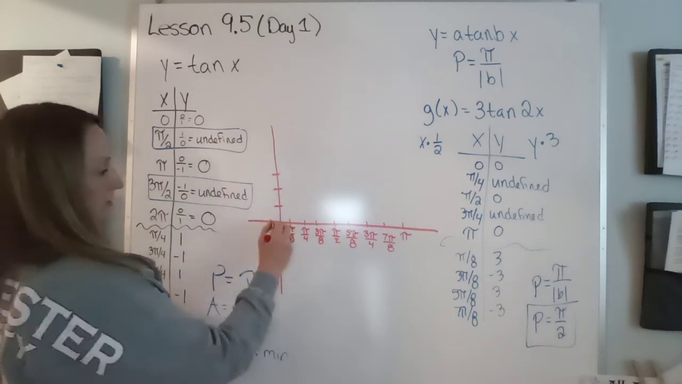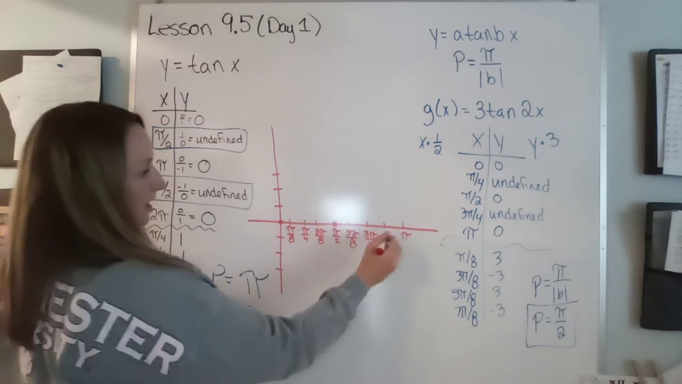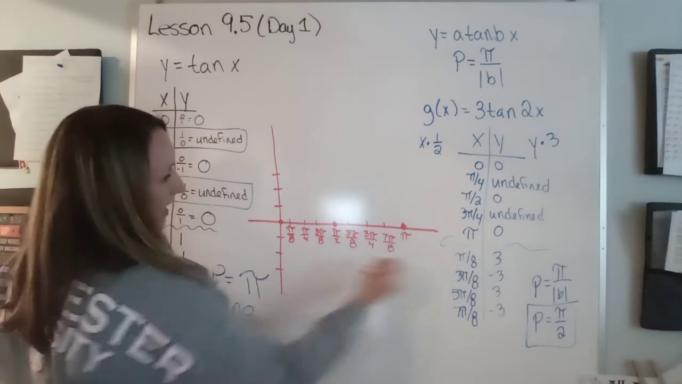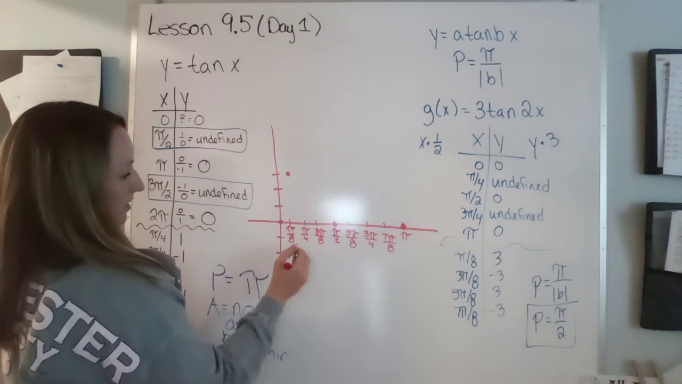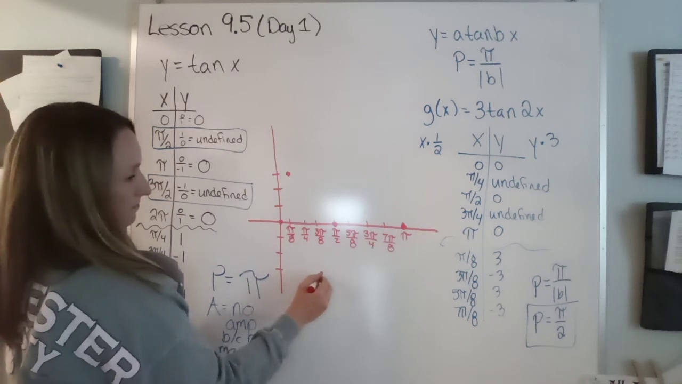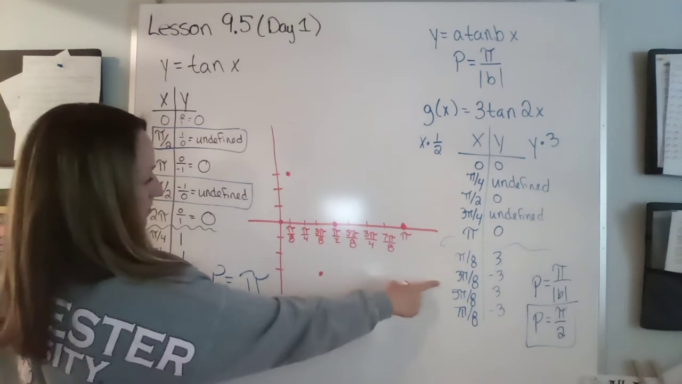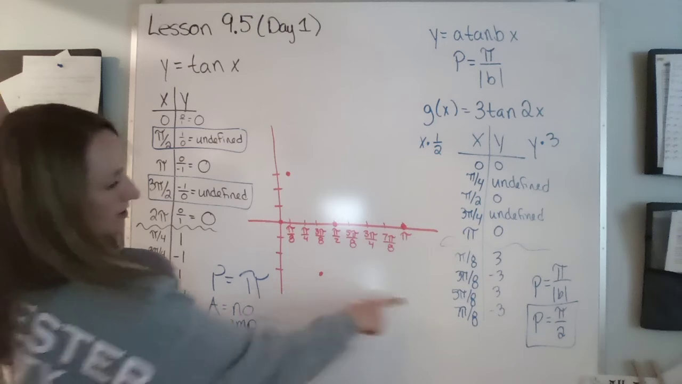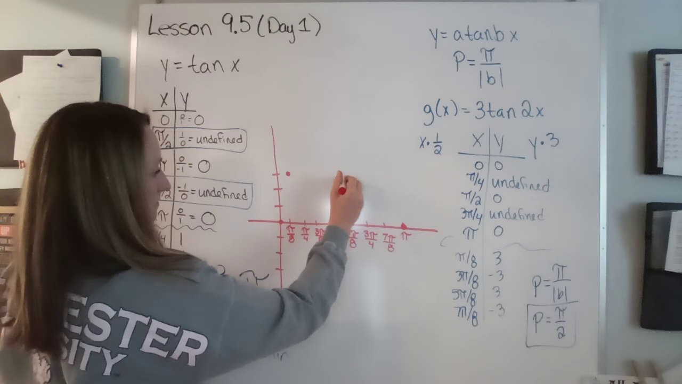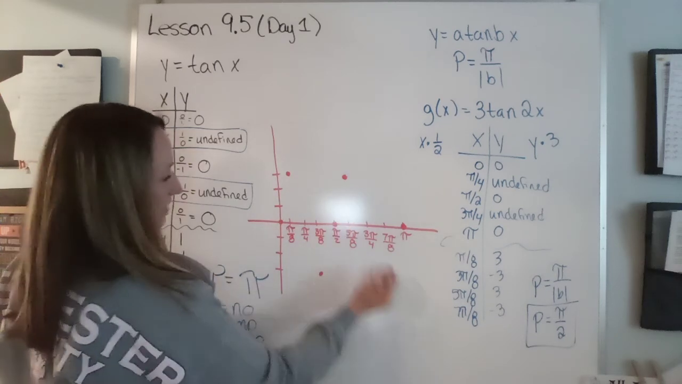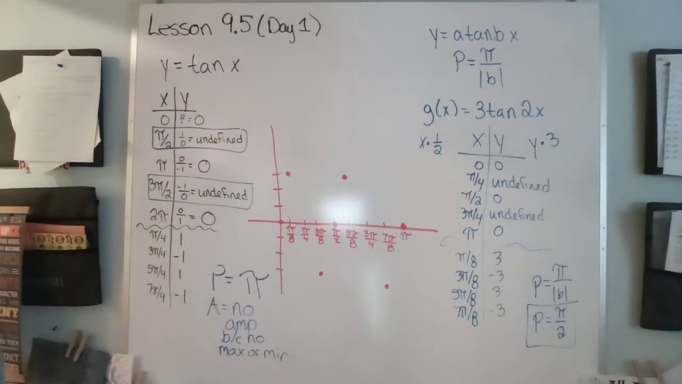Okay, and then I plot the points. So I have 0, 0, pi over 2, 0, and pi, 0. And then I have pi over 8, 3, 3 pi over 8, negative 3, 5 pi over 8, negative 3. Oh, sorry. Did I do something wrong? I just have them off a little bit. 5 pi over 8, 3. And then 7 pi over 8, negative 3. There we go. Let me draw in my asymptotes.